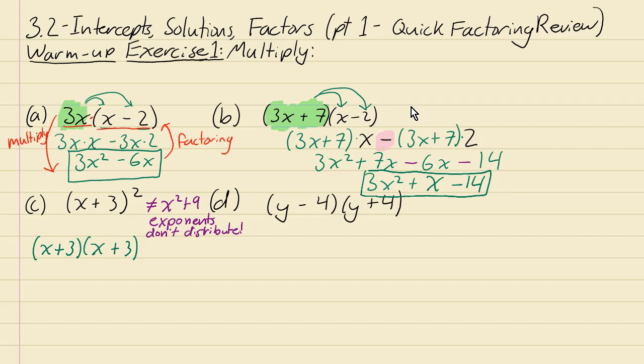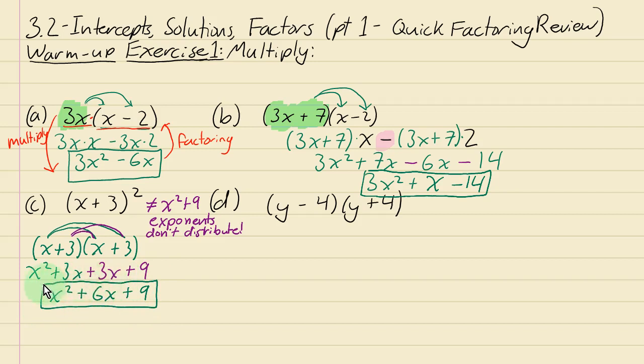So that means doing the x times x and x times 3. That will give you x squared plus 3x. And then when we multiply this 3 by x and this 3 by 3, that will give you plus 3x plus 9. And then you can just combine like terms to write it as x squared plus 6x plus 9. And that is now the multiplied out version of that.